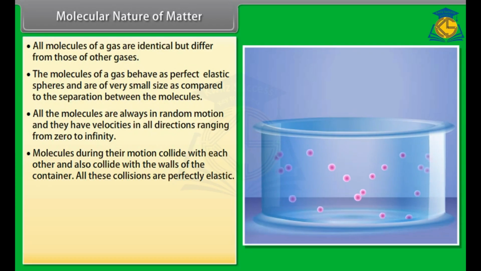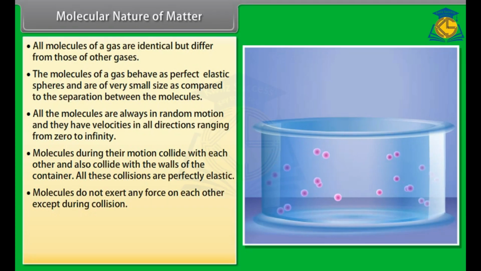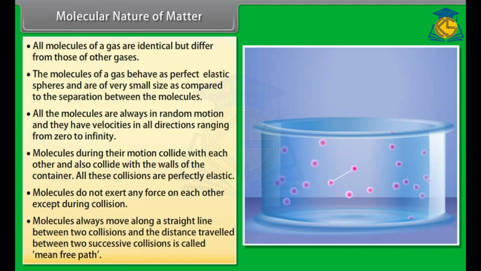All these collisions are perfectly elastic. Molecules do not exert any force on each other except during collision. Molecules always move along a straight line between two collisions, and the distance travelled between two successive collisions is called the mean free path.